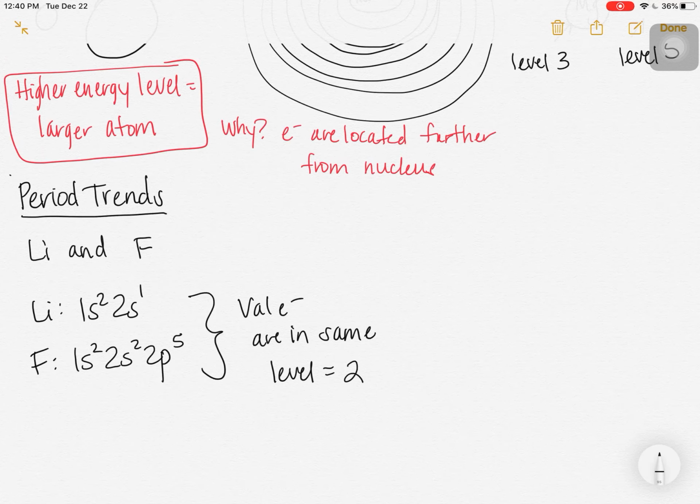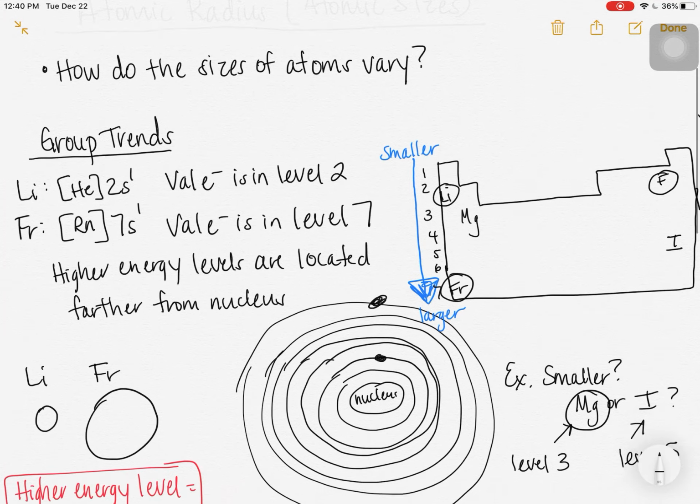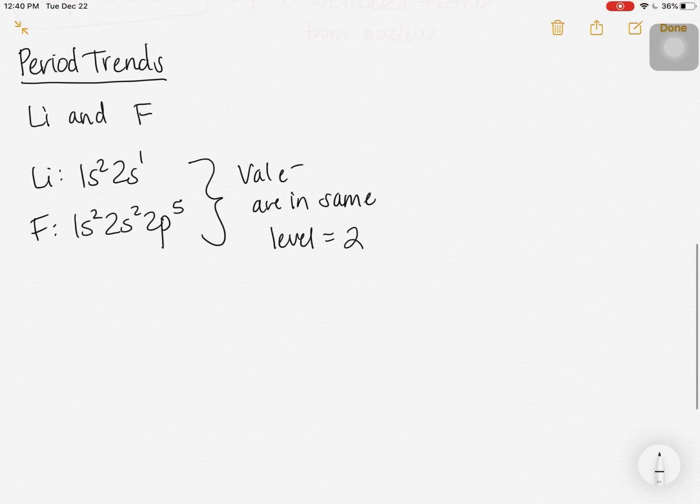So, if we tried to use the same reasoning that we did up here, talking about what energy level the electrons are in, you might be inclined to say, well, maybe lithium and fluorine are the same size, right? Because they're both in level 2. Okay, and at that point, maybe that's what you think, and that's okay. They're not the same size, and so we have to look at something else.